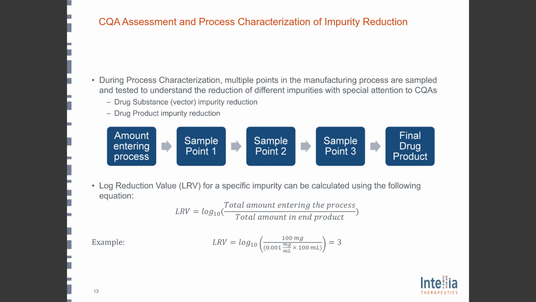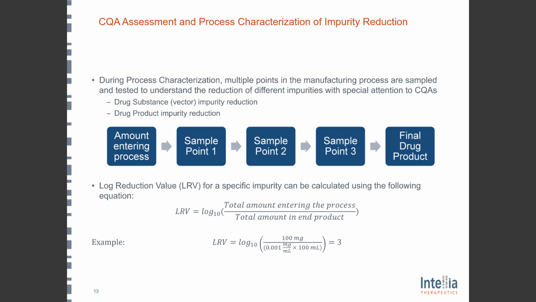And you actually can calculate this throughout the process. Like, you can calculate your log reduction value from, say, the amount entering the process to sample point 1 to see what kind of reduction you get from that perspective. Or you can do it, and I would encourage you to do this, for the amount entering the process all the way down to your final drug product.